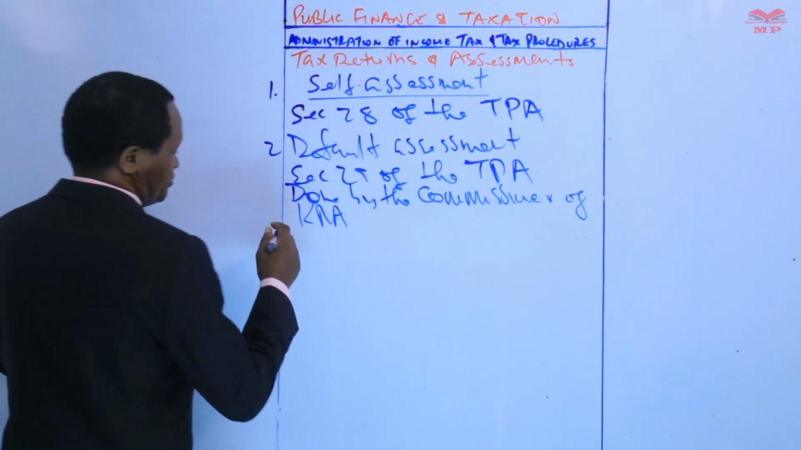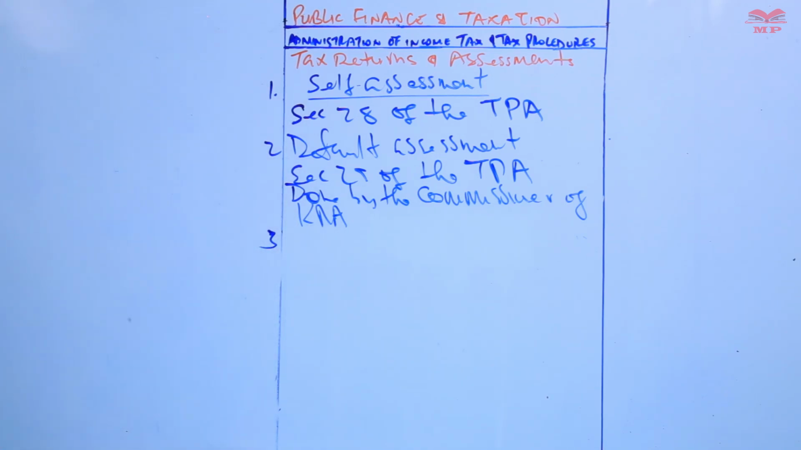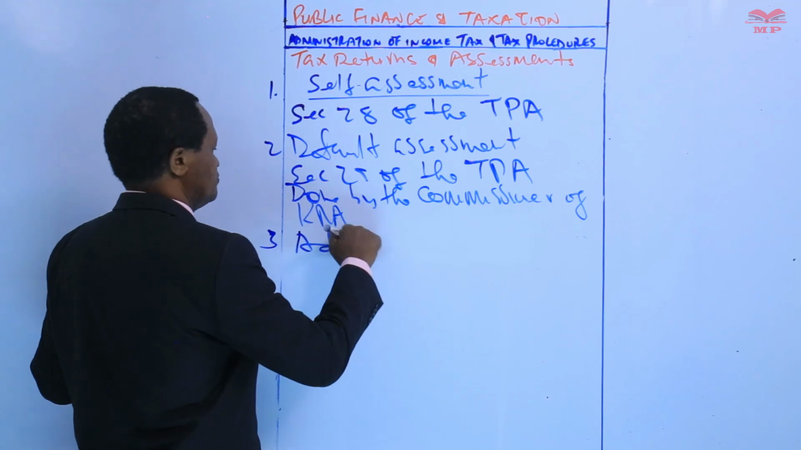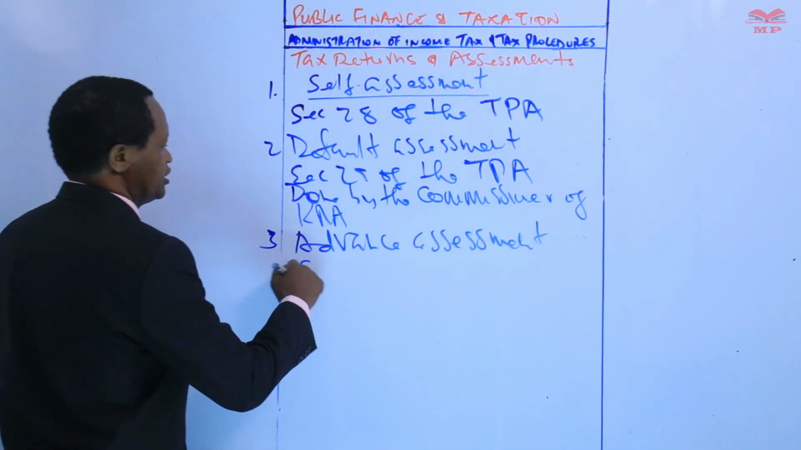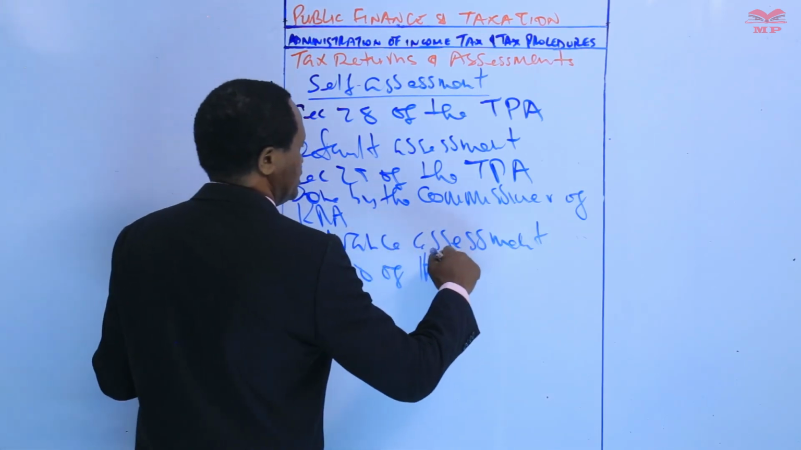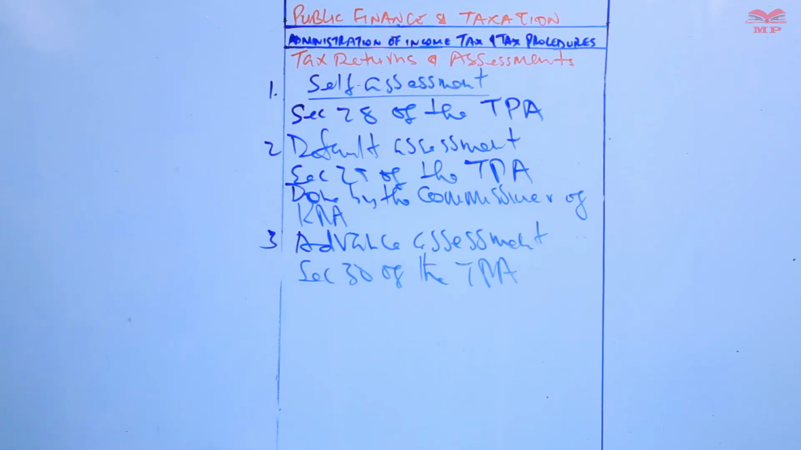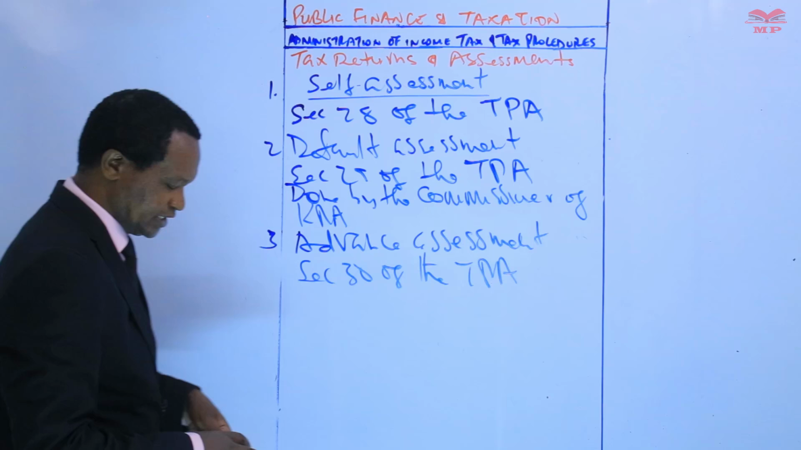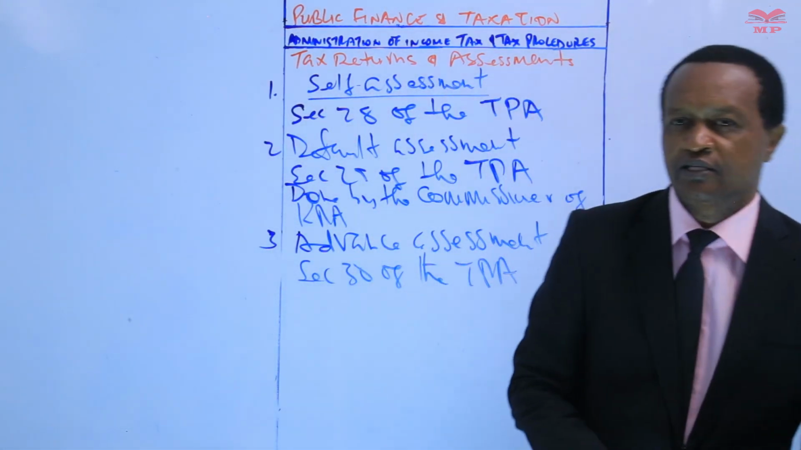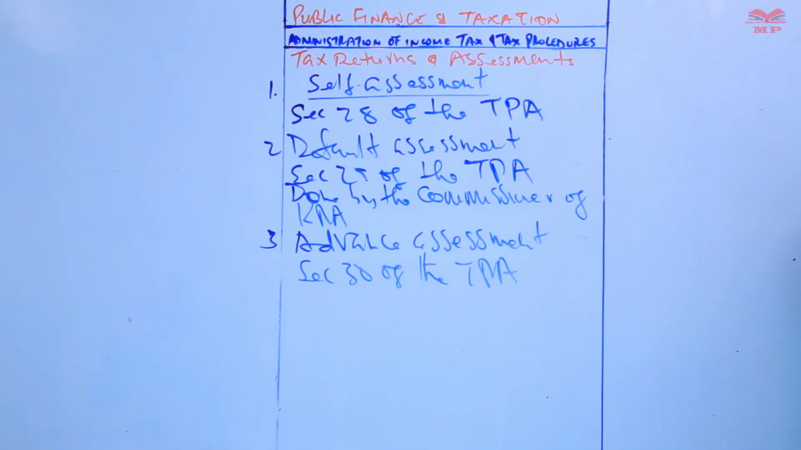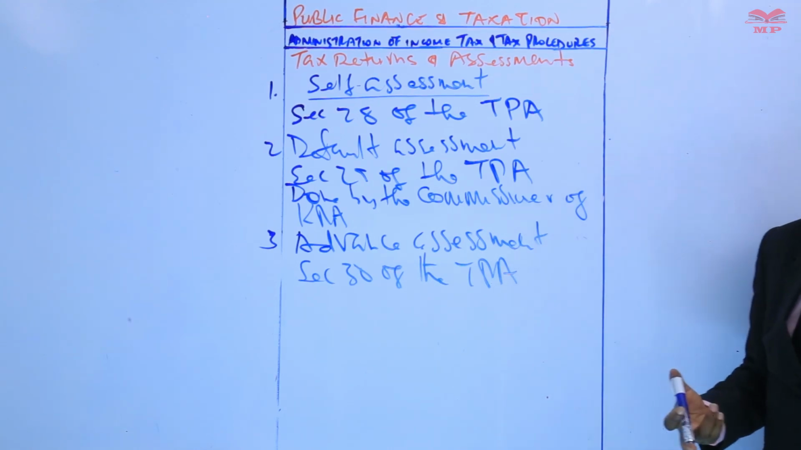Now, another type of assessment, number 3, is what we call advance assessment. This is section 30 of the Tax Procedures Act. Now, what is an advance assessment? An advance assessment is an assessment made by the commissioner in specific limited circumstances where there is a risk that the taxpayer may not be available or able to pay taxes in the future. So even before the tax period ends or the return filing date is due, the commissioner can carry out this assessment.